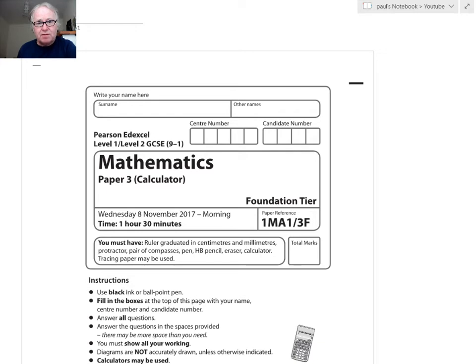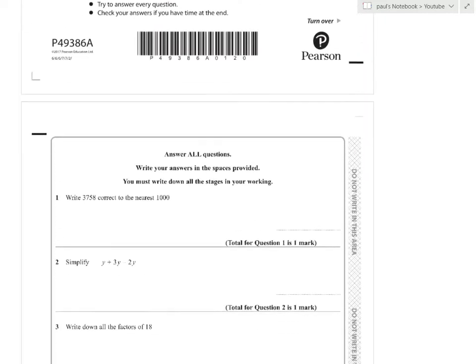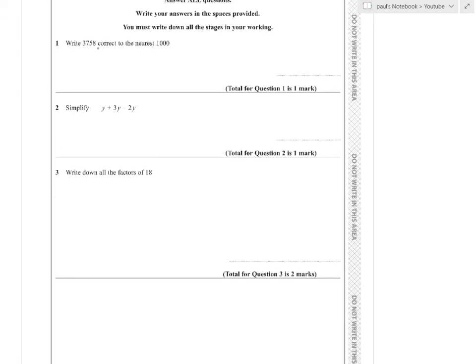Alright, today's offering is Edexcel Paper 3, November 17 Foundation, and it's a calculator paper. So let's see what we can do with this one, shall we? Okay, so let's have a look. So here we go. Write 3758 to the nearest thousand.